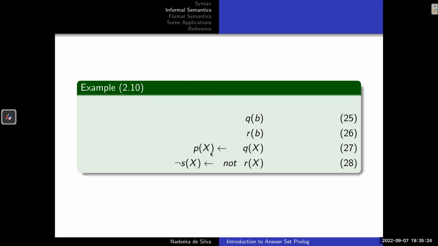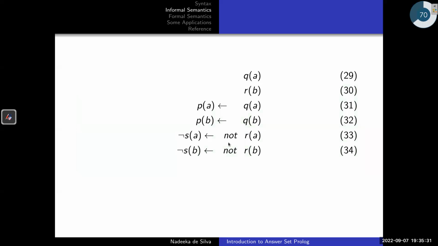So if I ground this program, I get this: QA, RB, QA implies PA, QB implies PB, by attaching A and B for the first rule, and then attaching A and B for the second rule. I get: not SA, RA, not SB, and RB.